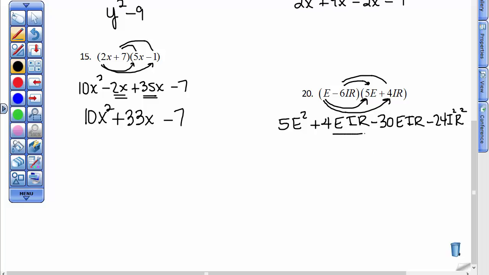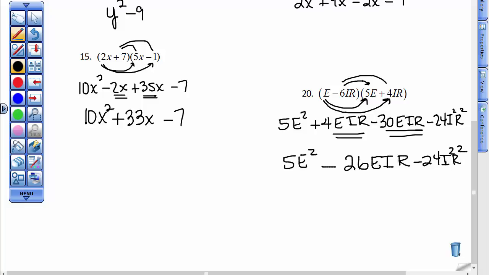And then finally, these middle terms are both like terms because they have the same letters raised to the same powers. So their coefficient combines to be a minus 26 EIR. And then I'm just going to bring everything else down. And there's my final answer for that problem, number 20. Let's go back, and then we'll probably split this section into 3 videos.